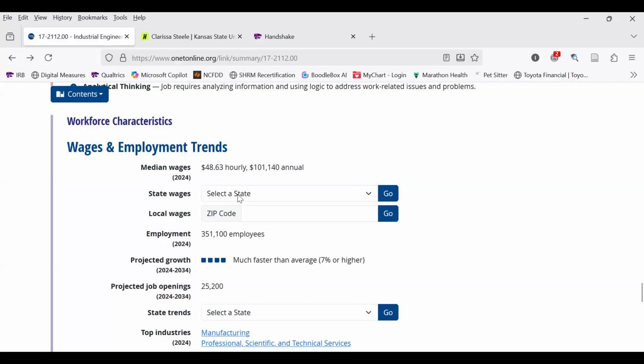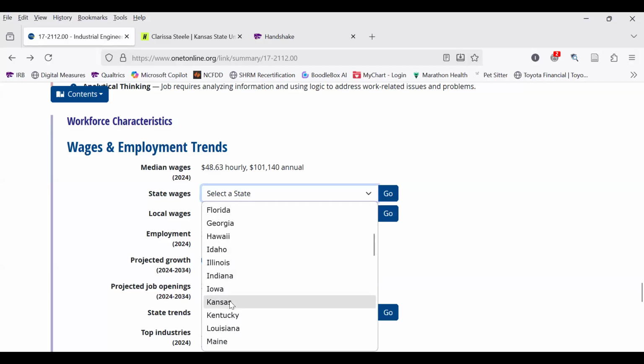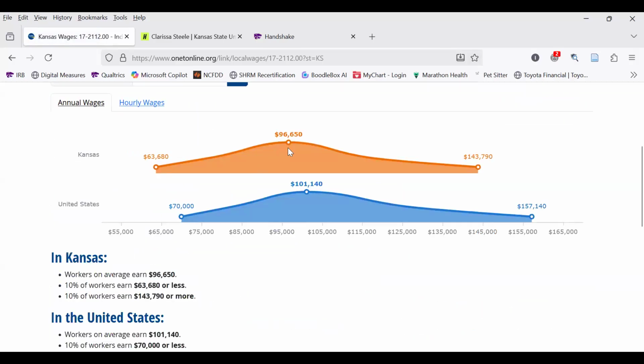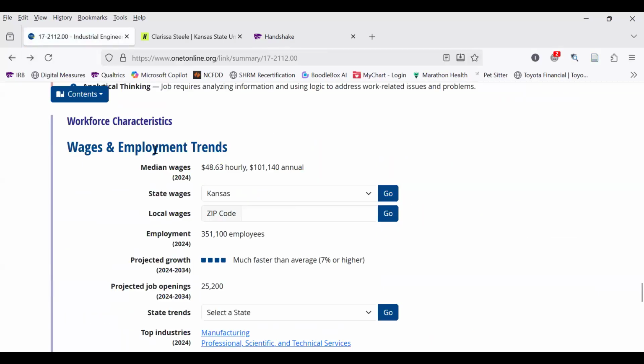We can also look up state wages. So we could look up in Kansas. So it's $101,000 annually for median wages across the US. In Kansas, it's a little lower, which is often expected here because the standard of living is a little bit lower, and it can compare the US to Kansas. So if the job that you have is specific to Kansas, this might be helpful once we go into creating our compensation system to figure out how much we're going to pay for this kind of job.